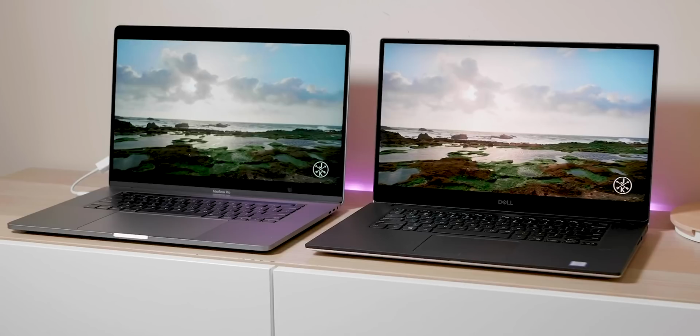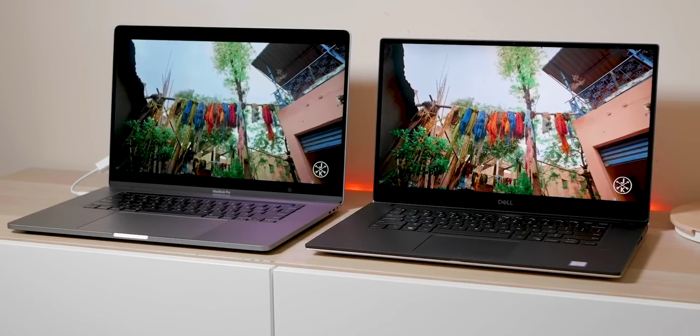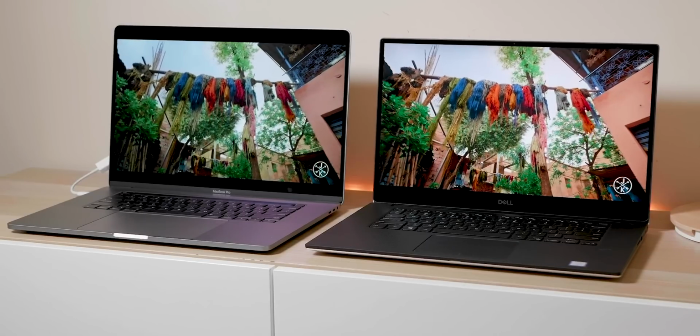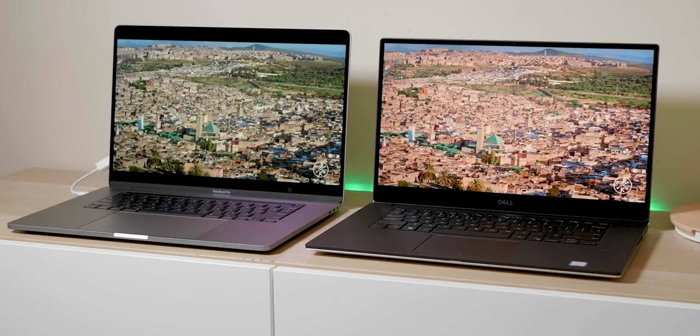So overall, I'm very happy with this MacBook Pro 16. Is there anything else? Well, the keyboard lasted this long, so that's a good thing. And there's nothing really else to complain about.